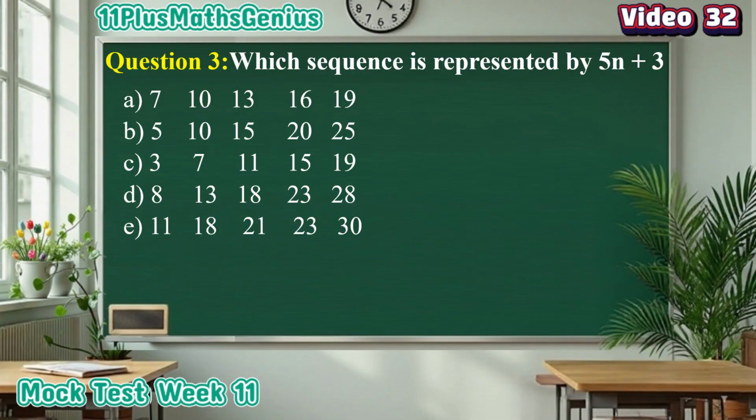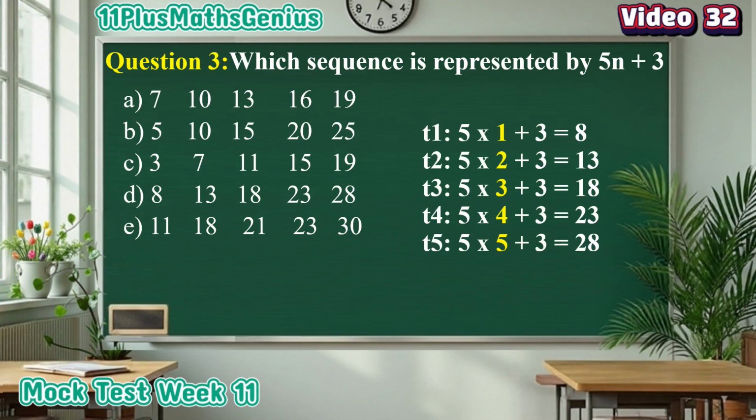Now it's a little bit easy. We just replace the n with the number of terms. So for term 1, we just replace n with 1. So 5 times 1 is 5, plus 3 is 8. For the second term, we replace n with 2. 5 times 2 is 10, plus 3, 13.